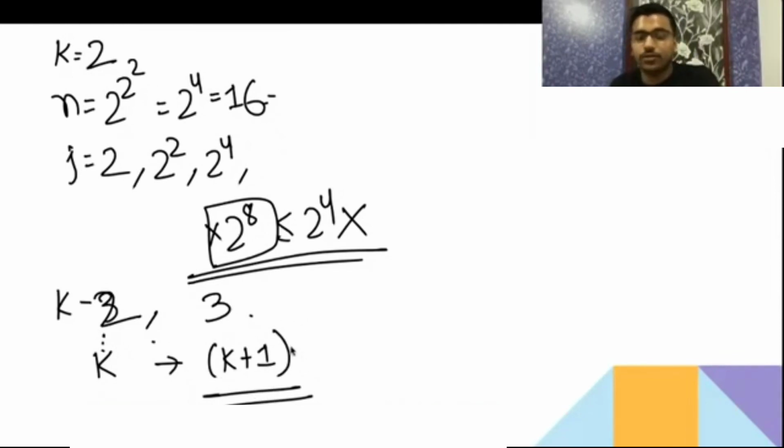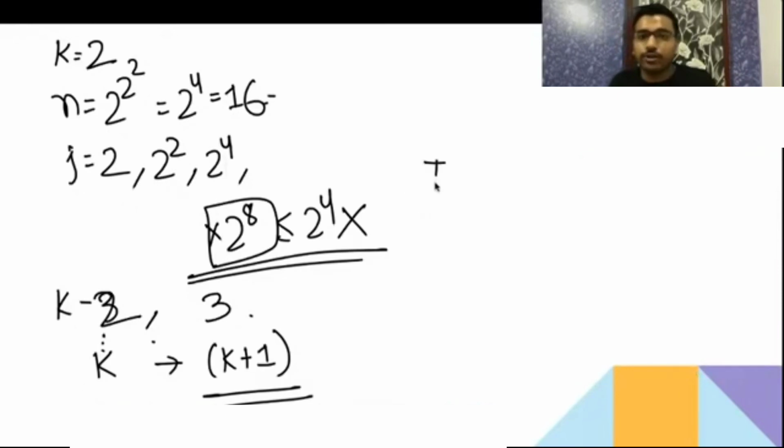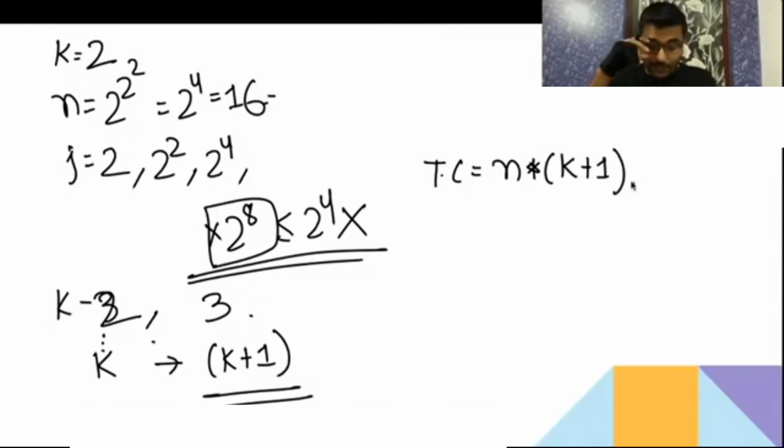So always this outer loop is going to execute n number of times, whatever the value of n, and based on the value of k, for each value of i it is going to execute k plus 1 times. When i is equal to 1, it has executed k plus 1 times. When i is equal to 2, k plus 1 times. When i is equal to 3, k plus 1 times. So it is going to execute till n number of times. So total time complexity is going to be n into k plus 1. Please let me know whether it is clear or not.